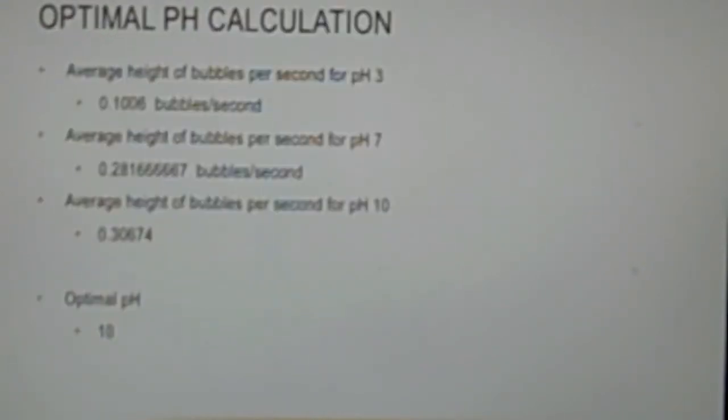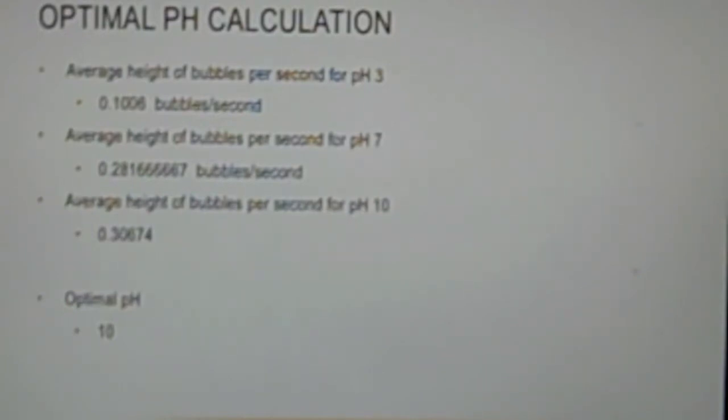This shows pH 10. On the right are the trials with the height of bubbles per second, and the graph is supposed to be a straight line, and as you can see, it's not a straight line. This is due to varying height of bubbles per second, which goes back to either inaccuracy in the measuring of potato or inaccuracy in the amount of hydrogen peroxide put.